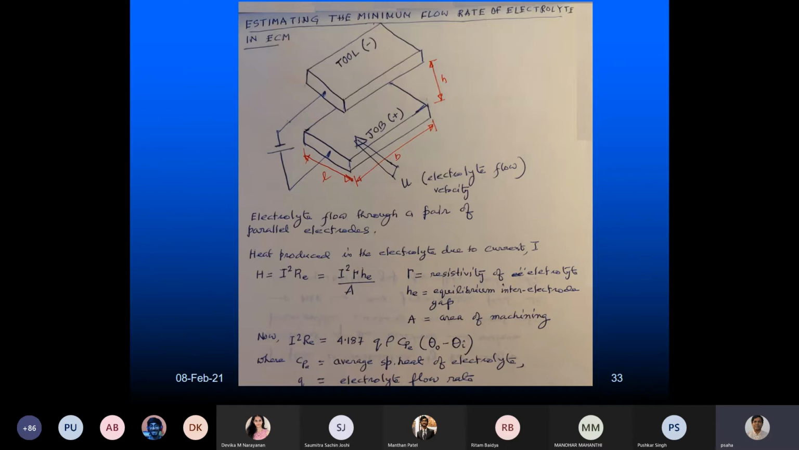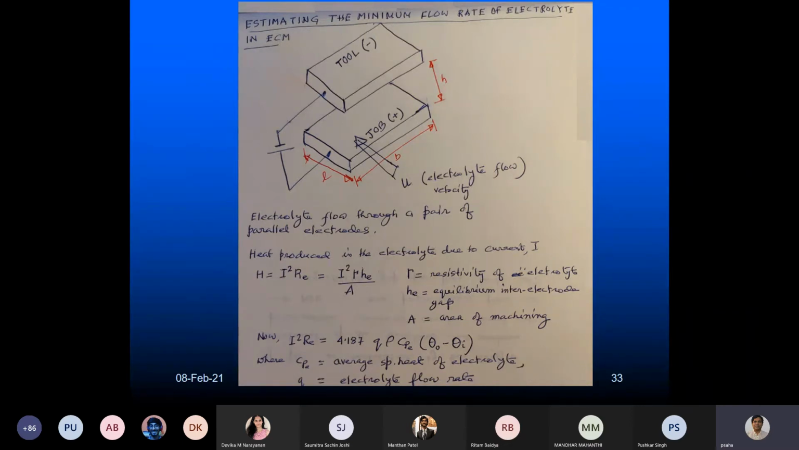Now, friends, I will try to estimate the minimum flow rate of electrolyte which may be required in the ECM process. This is a very rough estimate, just to give you some idea why maintaining a minimum flow rate in ECM is so important, and to have some estimation of it.